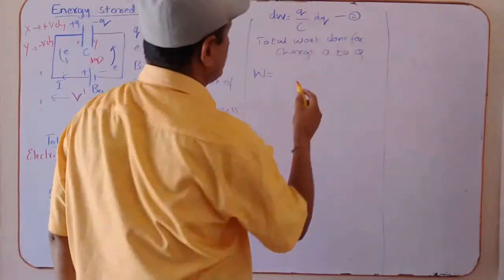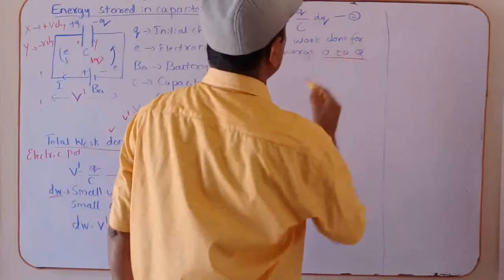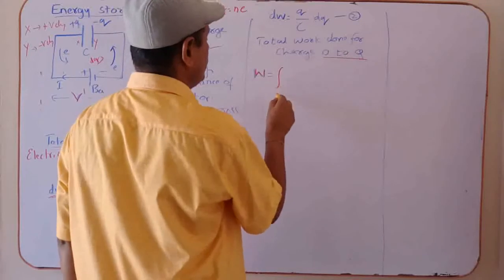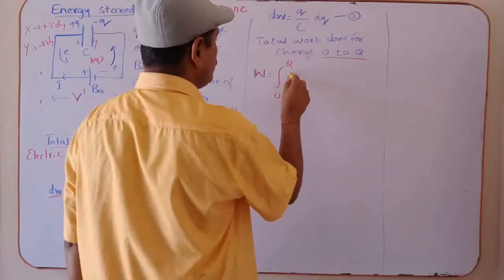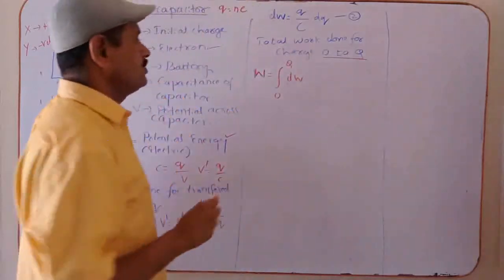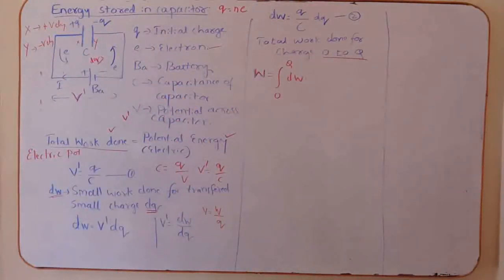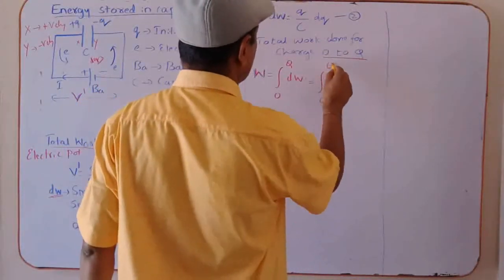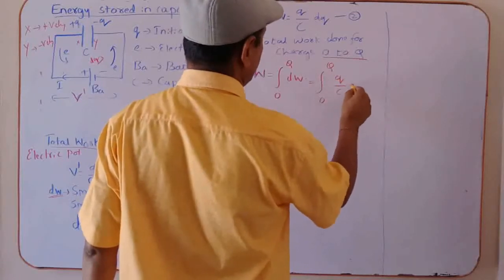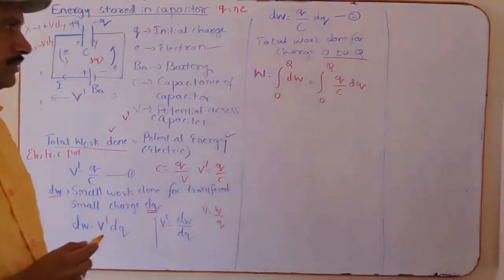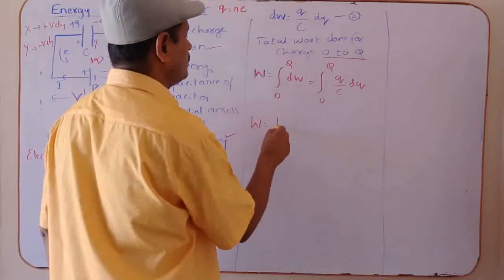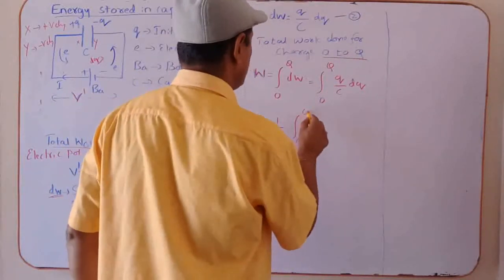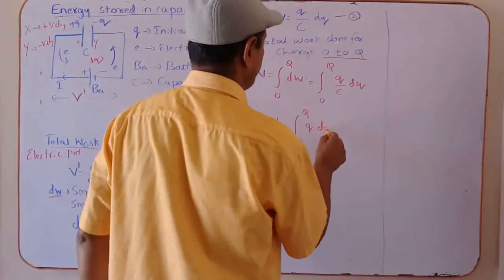Total work done for charging the capacitor from 0 to Q: W is equal to the integration over 0 to Q of dW. It is the total amount of work done during the charging of the capacitor from 0 to Q. What is dW? Q by C into dQ. Then W is equal to, this integration is applied only for the variable. The variable is charge, 0 to Q, into dq.